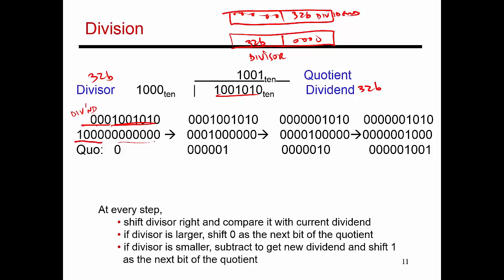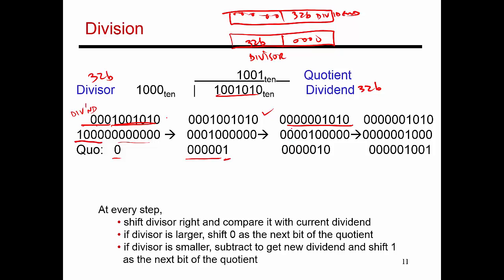Initially I compare the two. This one is smaller, so I put a 0 into my quotient, and then I keep moving it to the right. I'm kind of ignoring those steps, but essentially a bunch of zeros get shifted into my quotient. And then finally, my divisor has come under the dividend so that this number is now greater. When that happens, I shift a 1 into my quotient, I subtract the two, and the result is now this, which gets placed into the dividend register.